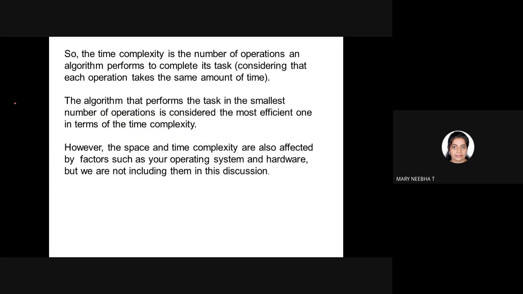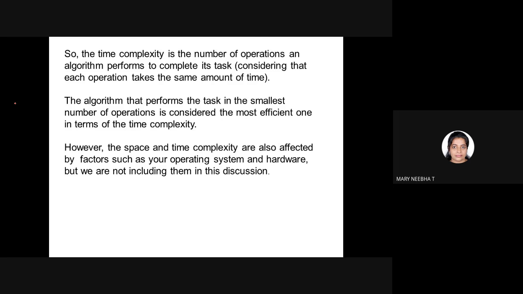Some algorithms require equal, constant time, as we have seen. The second pseudocode is occupying the same time, and the first pseudocode is occupying more time, based on the numbers. If the number is high, it's occupying more time. If the number is less, it is occupying less time. So the algorithm that performs the task in the smallest number of operations is considered the most efficient one in terms of time complexity. So in our case, whatever example we have seen now, which one is the efficient one? Algorithm 1 or 2?